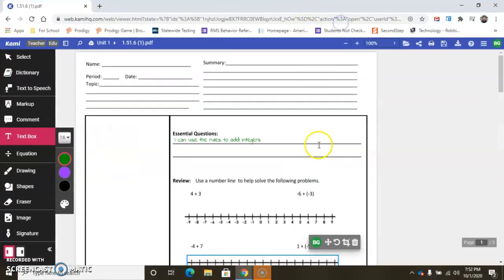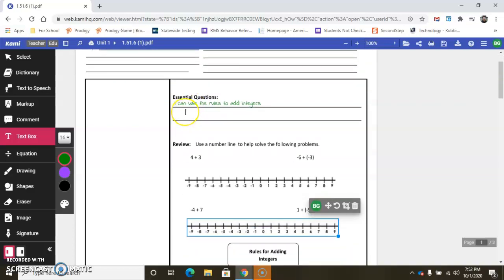All right. So we're going to start on the notes. Today is Friday, October 2nd, 2020. Make sure that you have that date up there. The essential question for today is, I can use the rules to add integers, or how do I use rules to add integers?